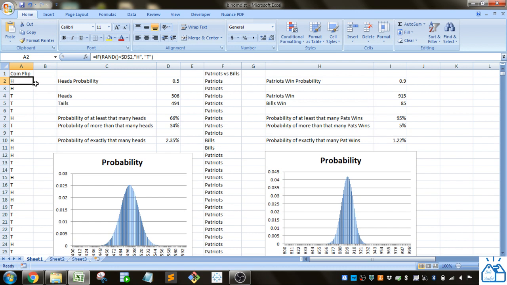So to simulate that, I used an if function, and then I used the rand function, which gives me an evenly distributed number between 0 and 1. So each number is equally likely between 0 and 1. And I set that less than the probability of heads, which is 0.5. If it's less than 0.5, I put H for heads, or if not, I put T for tails. After simulating that 1,000 times, in this particular example, I got 522 heads, and then 1,000 minus that is 478, so I got 478 tails.